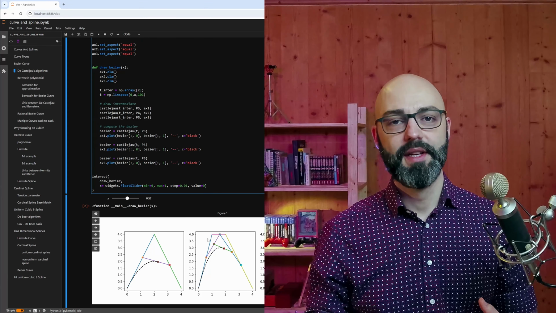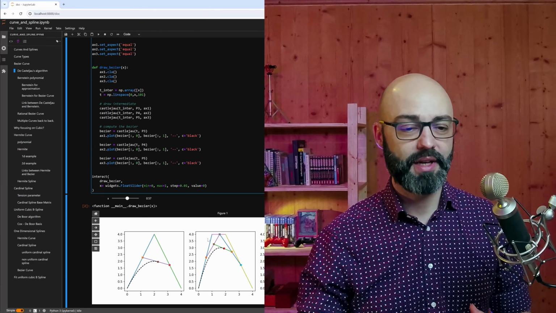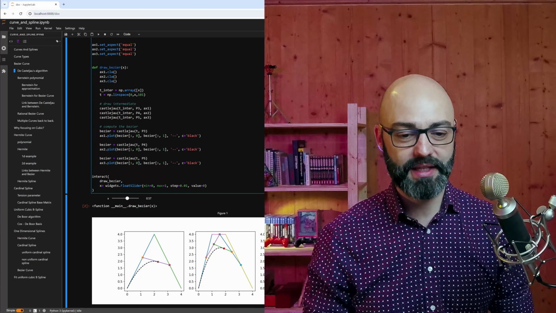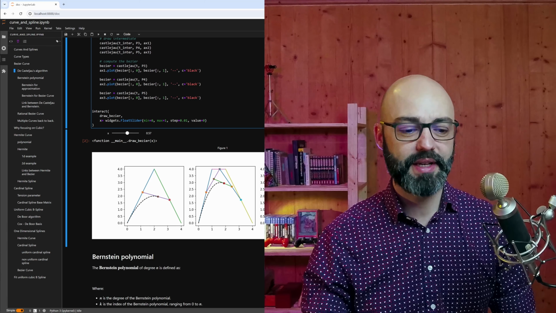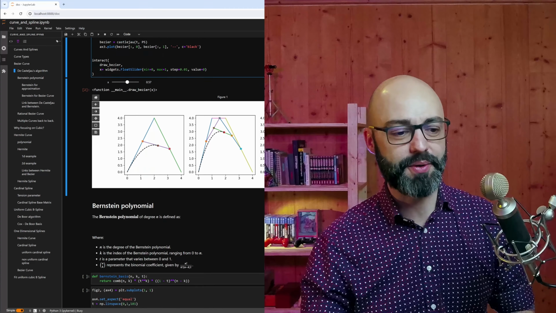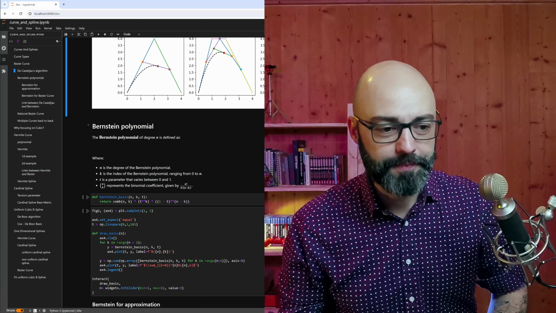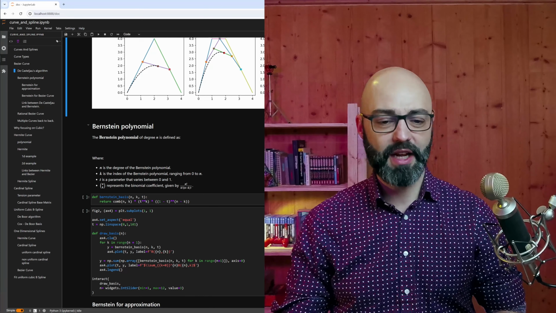Now, the Casteljau algorithm is well known and easy to use, but there is another way to compute a Bezier curve that you will probably encounter at some point, and it's to go through the Bernstein polynomials. So what are the Bernstein polynomials?